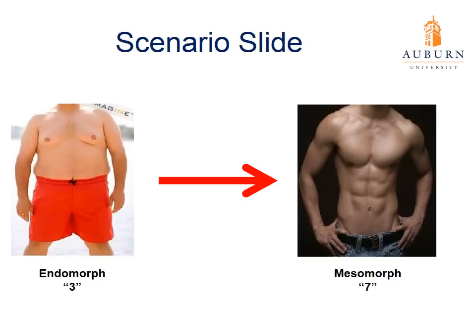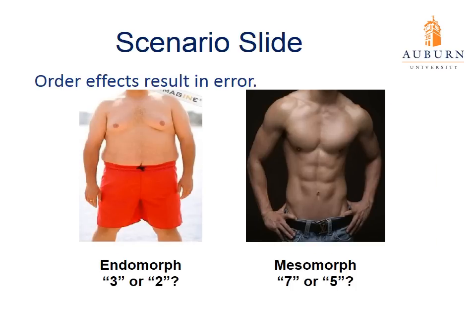And so maybe now they report the rating of attractiveness to be around a 7 on average, rather than the 5 that we would have seen had they seen the muscular build first rather than second. The order of the body type image changed the perceived attractiveness of the body type.